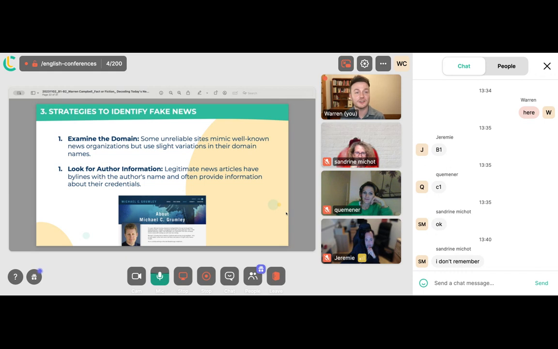Now, strategies to identify fake news. First of all, most importantly, examine the domain. Some unreliable sites will mimic well-known news organizations, but use slight variations, perhaps in the spelling, maybe .com could be something else, in their domain names.